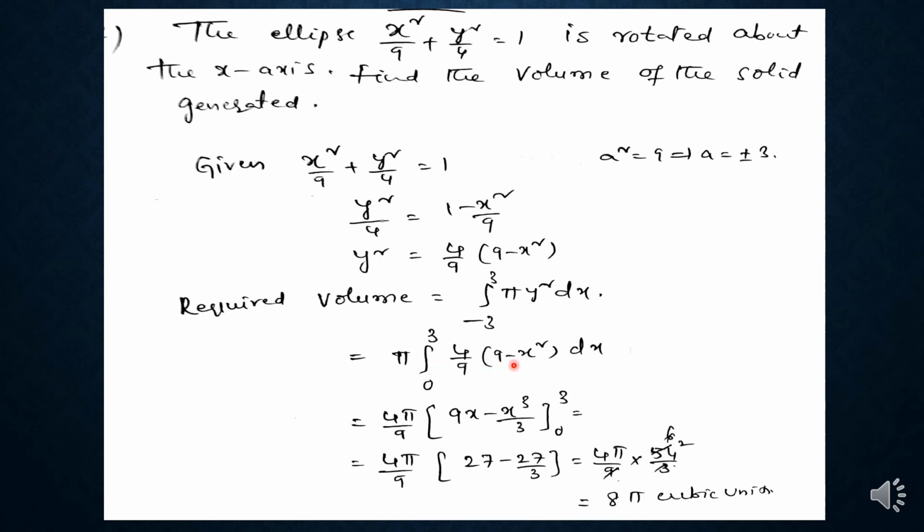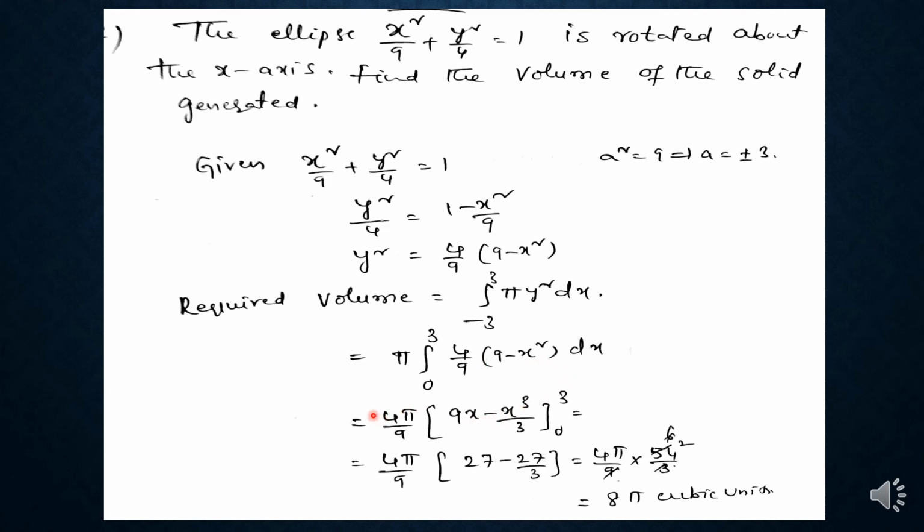Because the given function is an even function, we can write this integral from minus a to a of f of x dx as 2 times the integral from 0 to a of f of x dx, if f of x is an even function. Here f of x is even, so this is 2 pi into the integral from 0 to 3 of 4 by 9 into (9 minus x square) dx.